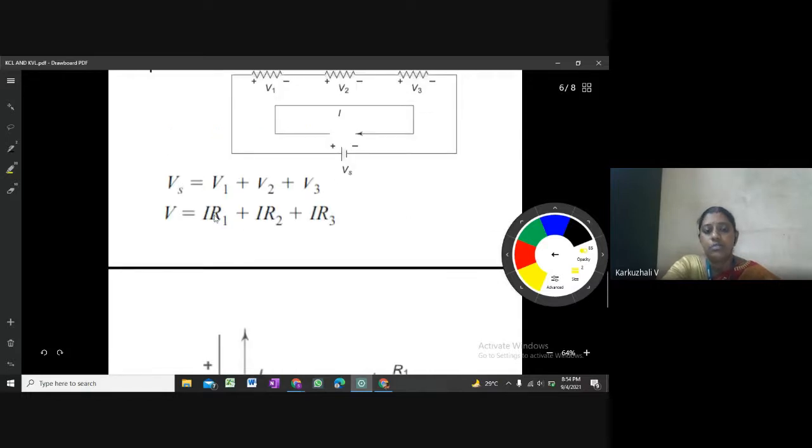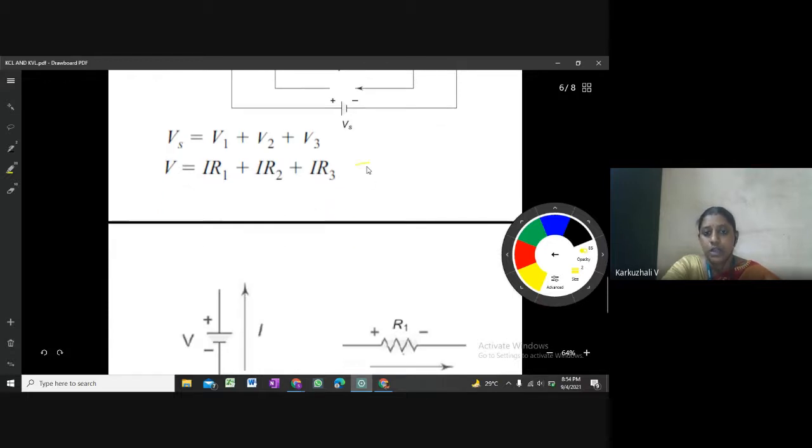We know that according to Ohm's law, V1 equals IR1, V2 is equal to IR2, and V3 is equal to IR3. So I can write it as, take the current outside, which is constant, open the bracket, R1 plus R2 plus R3. Since all the resistances are connected in series, the entire sum R1 plus R2 plus R3 is called the effective resistance or the total resistance.